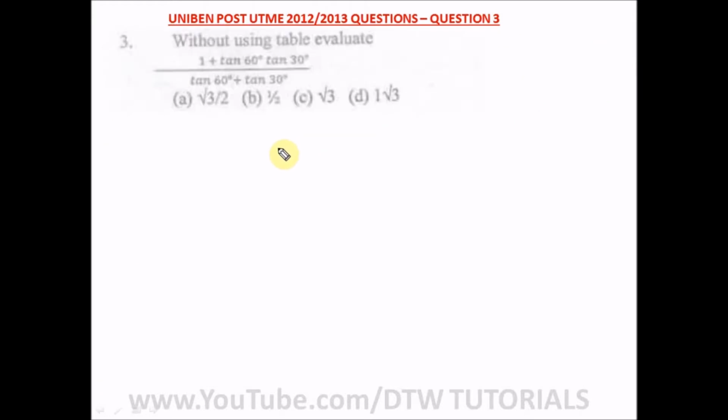Question 3 of the UNIBEN post-UME past questions for 2012/2013. It says, without using tables, evaluate 1 plus tan 60 times tan 30 divided by tan 60 plus tan 30. Please, we must try to remember our special angles.